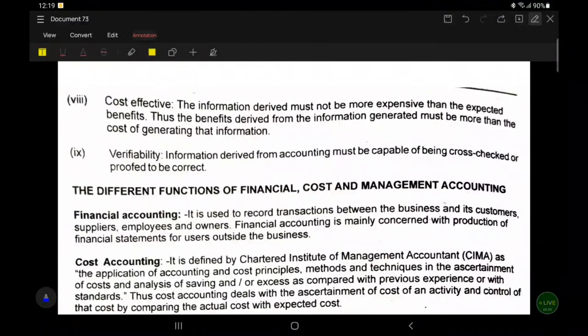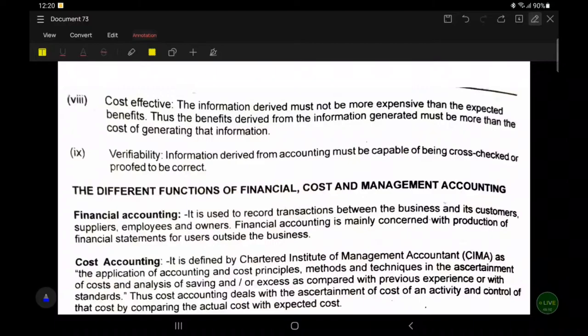So also when it comes to accounting information, once you prepare accounting information, you expect that it should be cost effective, by saying that the economic substance that you derive from the accounting information shouldn't outweigh the benefit. So the economic substance you derive from the accounting information should be more than the cost you're going to incur from getting that accounting information. Is that okay? So meaning that the cost that you as a user incur to gain the accounting information shouldn't be more than the benefit you derive from it.